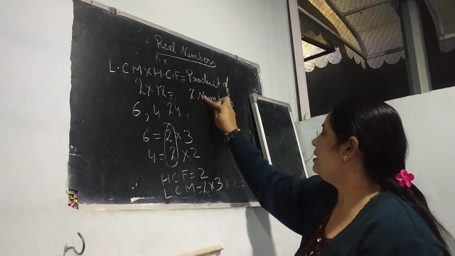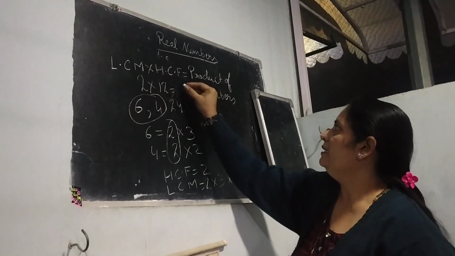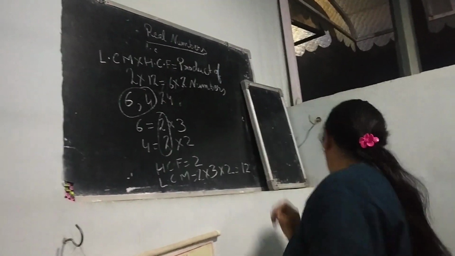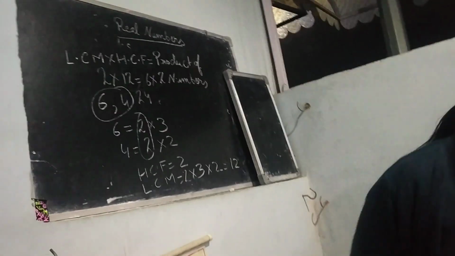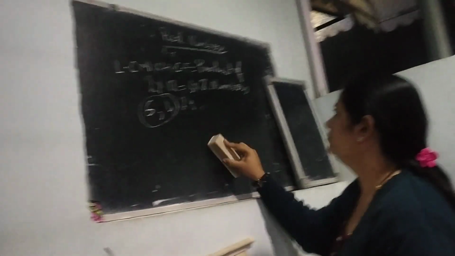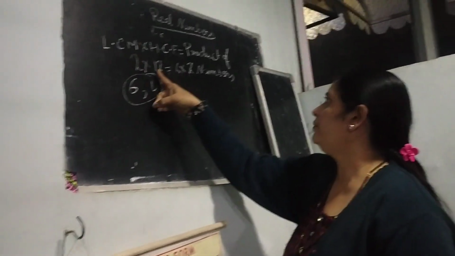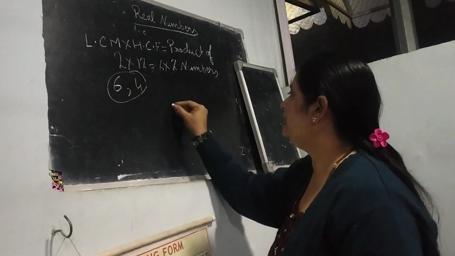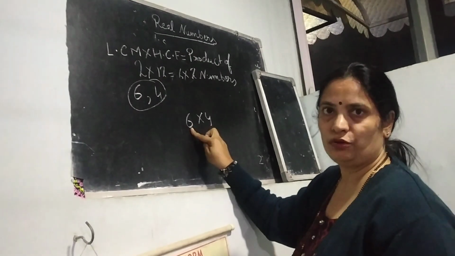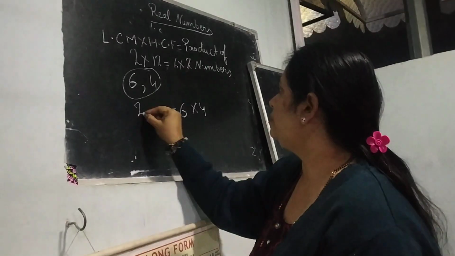And the product of the two numbers, let us check. We were given 6 and 4. Now, 2 into 12 is 24, and this is 6 and 4, the product of the two numbers. So 6 times 1 is 6, 6 times 2 is 12, 6 times 3 is 18, and 6 times 4 is 24. So these two are equal.